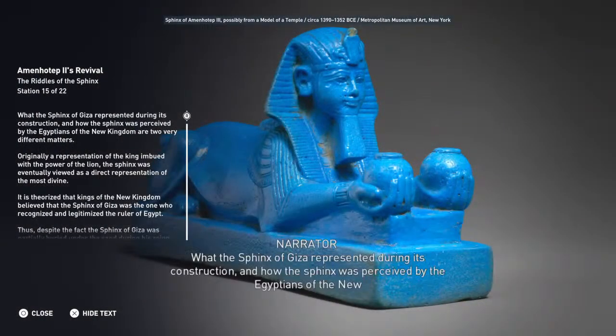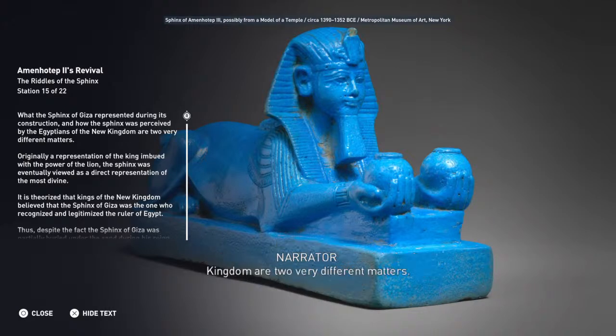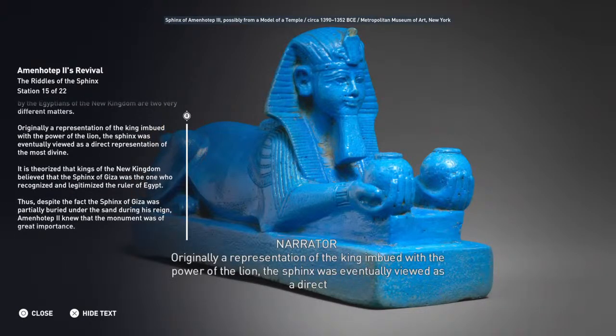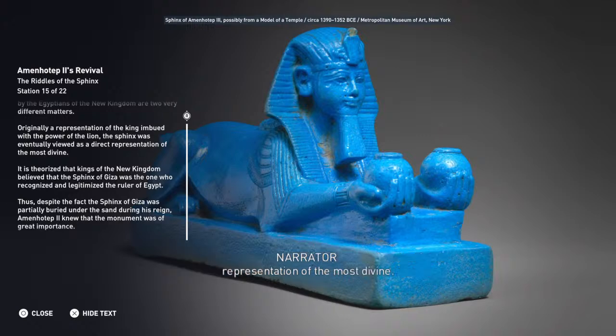What the Sphinx of Giza represented during its construction and how the Sphinx was perceived by the Egyptians of the New Kingdom are two very different matters. Originally a representation of the king imbued with the power of the lion, the Sphinx was eventually viewed as a direct representation of the Most Divine.